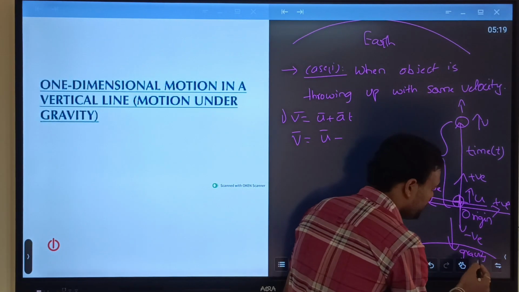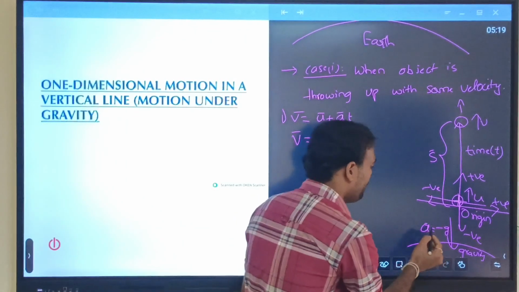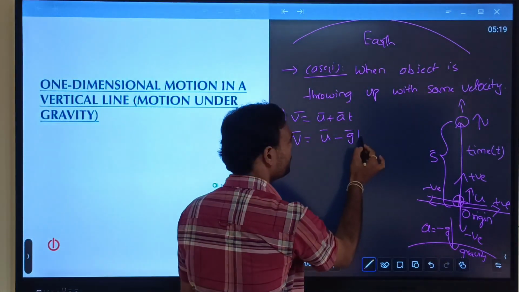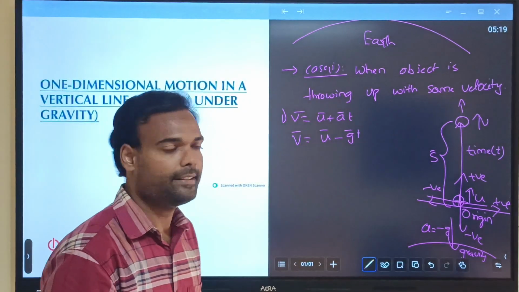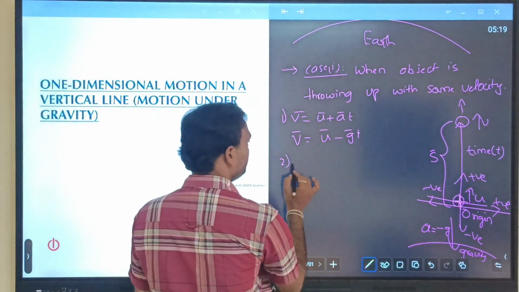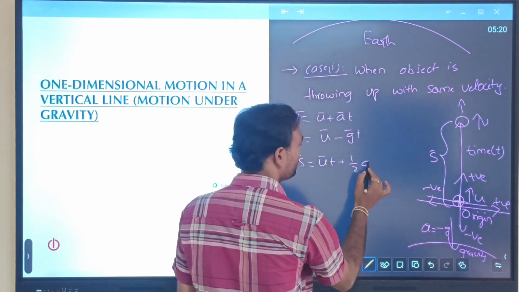Due to gravity, it is represented in the downward direction. a = -gt. This is the first equation, how we can write this one. Then the second equation, s = ut + ½at².